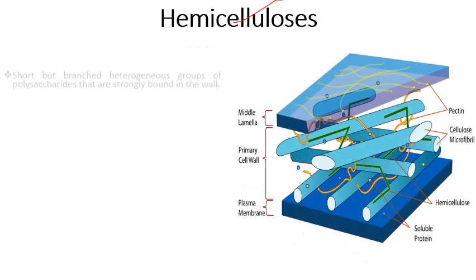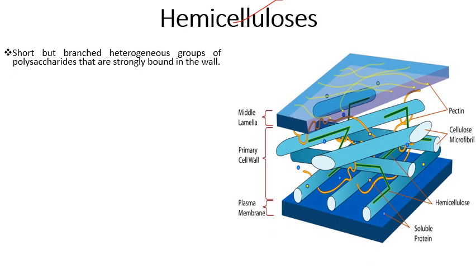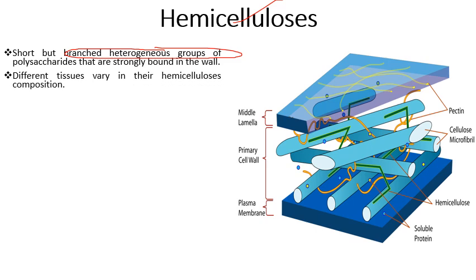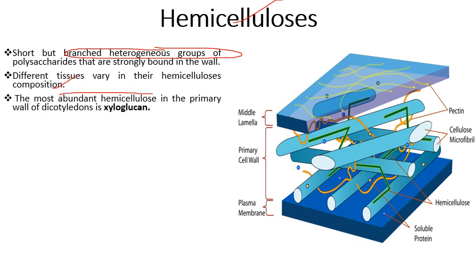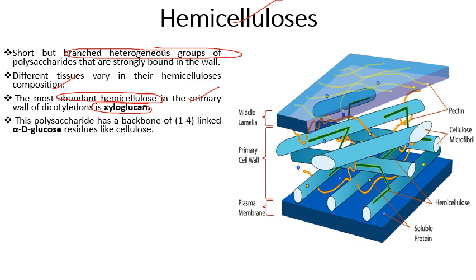Next comes hemicellulose. So it is a short but branched heterogeneous subgroup of polysaccharide. ये homopolysaccharide नहीं है, this is a heteropolysaccharide that is strongly bonded in the cell wall, and in different tissues there are different hemicellulose compositions. The most abundant hemicellulose, सबसे ज़्यादा पाया जाने वाला hemicellulose है primary cell wall में, that is present in dicots is xyloglucan. ये present होता है primary cell wall में xyloglucan, और specifically in dicots. और ये जो polysaccharide होता है, it has a backbone of alpha-1,4 glycosidic linkage of D-glucose residues like cellulose.